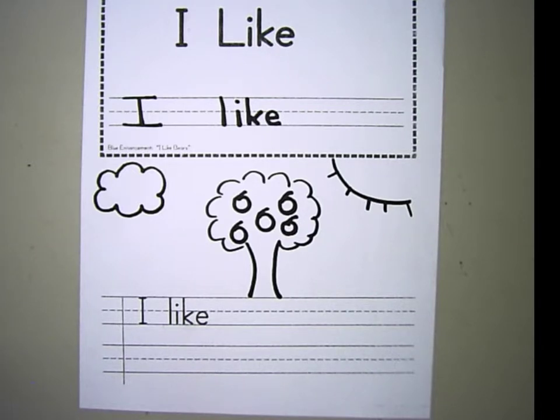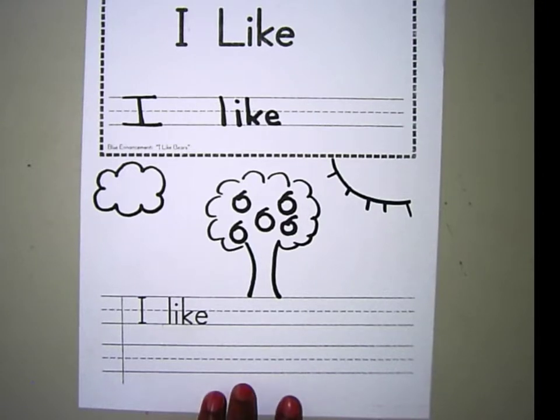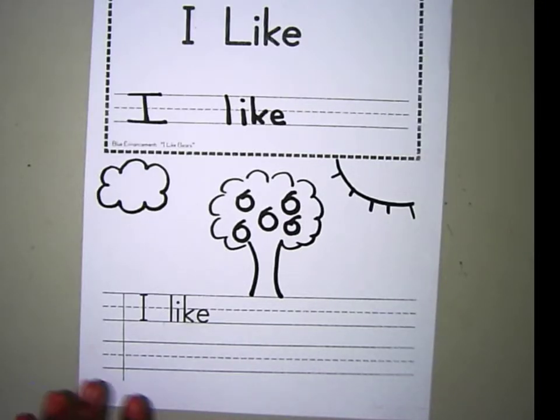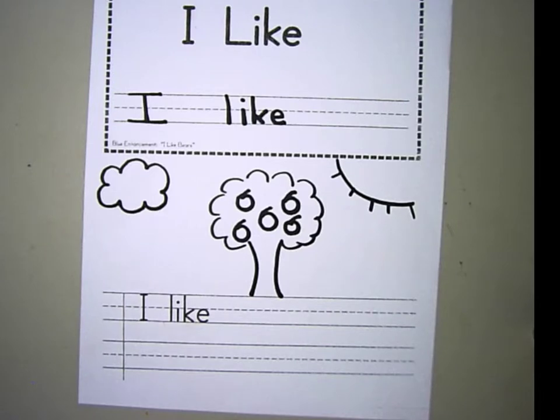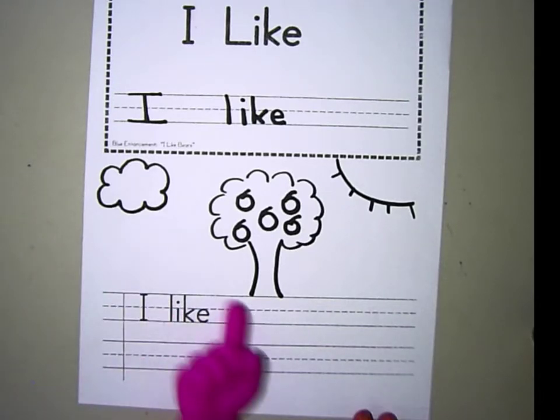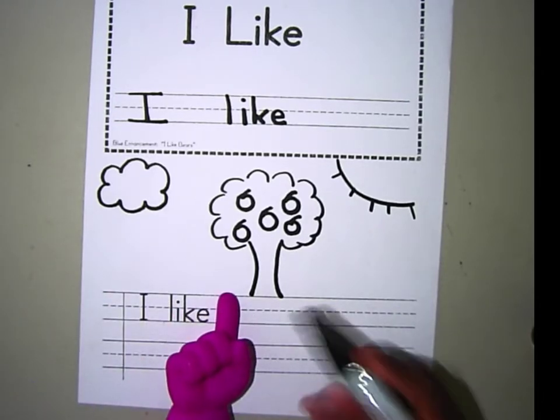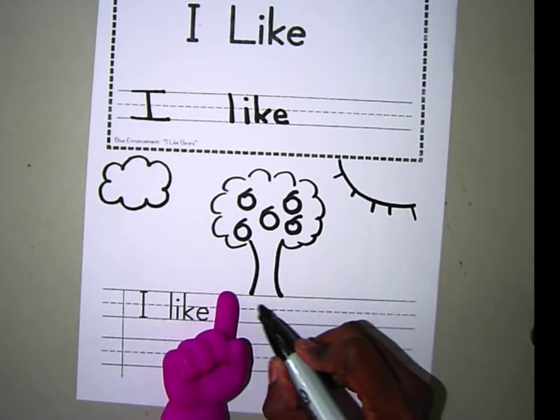So our sentence is, I like apples. That is what the kids thought of to write. So we're just simply saying, I like apples, which is our opinion. You may not like apples, but we all agreed that we liked apples. So our opinion is that we like apples. I like, and then we're going to write the word apples. Remember to make a spacer after the like that is already written for you on the paper.